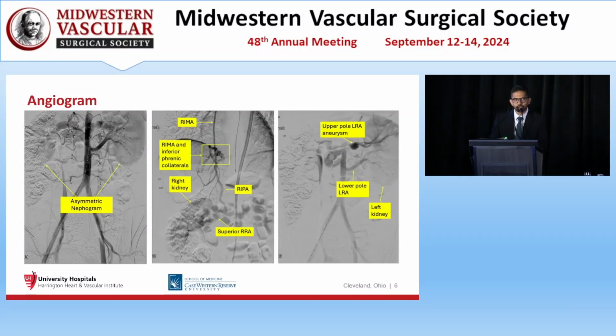We performed an angiogram, and as you can see here, there was asymmetric filling of the right kidney compared to the left. Upon cannulation of the right internal mammary artery, you see a filling of this network of collaterals overlying the diaphragm, which then ultimately perfused the upper two-thirds of the right kidney via a large collateral, what we presume to be the right inferior phrenic artery. And again, the image on the left demonstrates the superior left renal artery aneurysm.